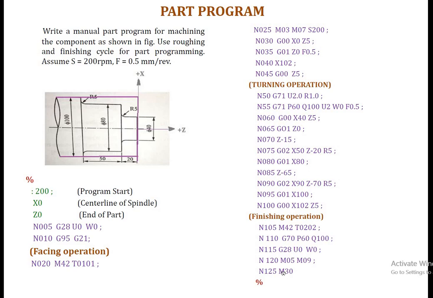So this is the part of the program using the rough turning cycle and the finishing cycle. This is all about the canned cycles: the rough turning cycle, the finish turning cycle, and the facing cycle for the facing operation, and the finishing operation for turning and facing cycle.